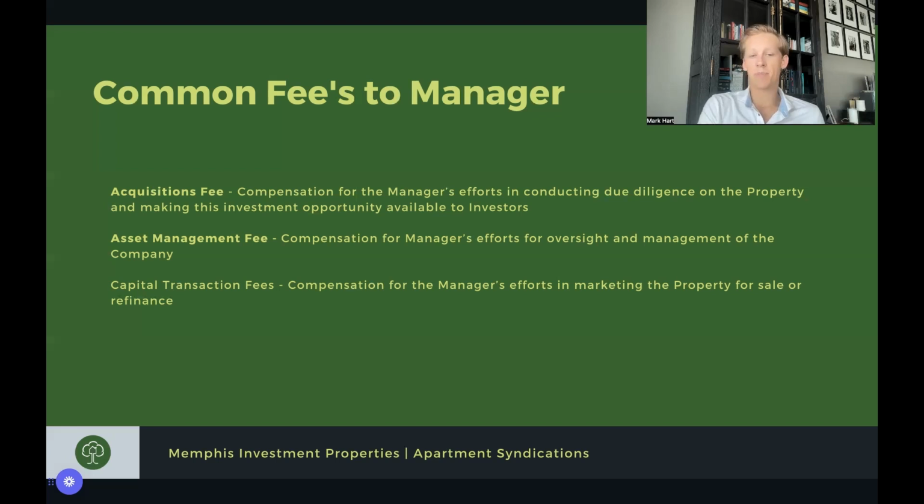And then we also have capital transaction fees, which is the compensation for the manager's efforts in marketing the property for sale or refinance.